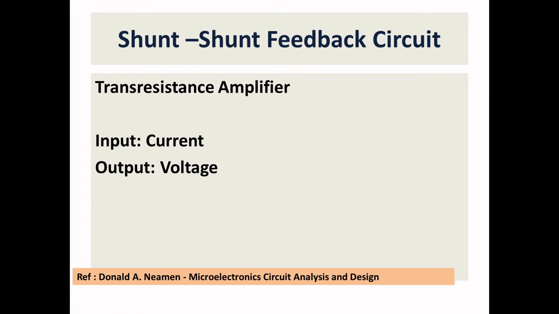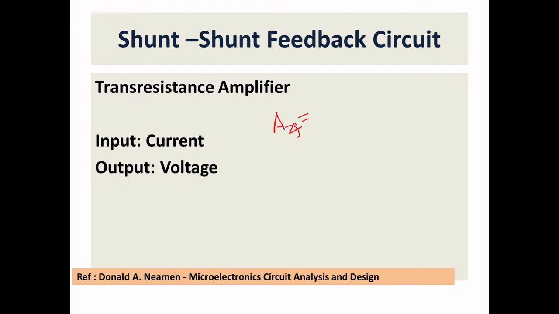Dear students, today we are going to discuss a new topic, the shunt-shunt feedback circuit. That is a continuation of the last lecture. The other name is transresistance amplifier. For a transresistance amplifier, your input will be current and output will be voltage.